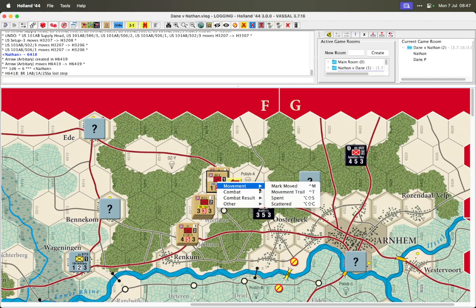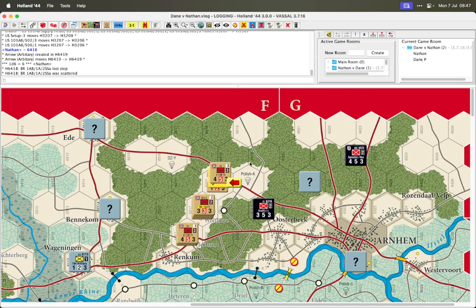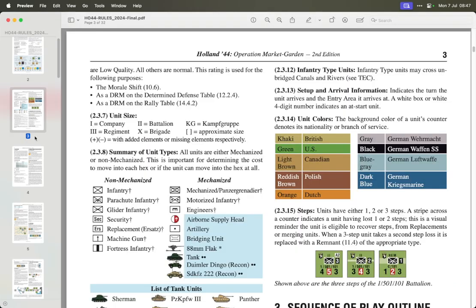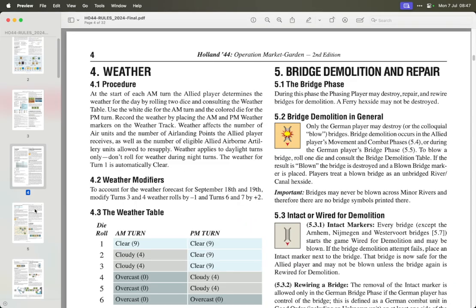And scattered. Here we go. Control Shift C. Okay, there you go, perfect. Sometimes it puts those on the top, and that's just a Vassal thing, but don't worry about it.